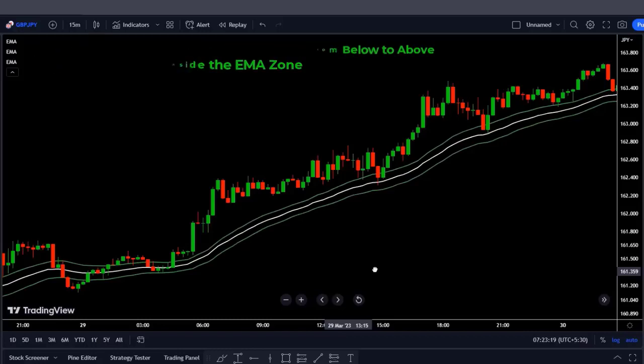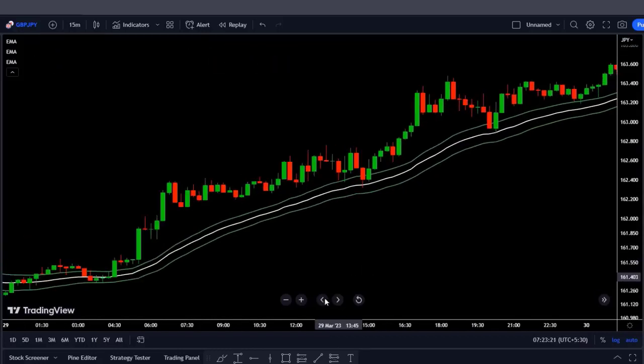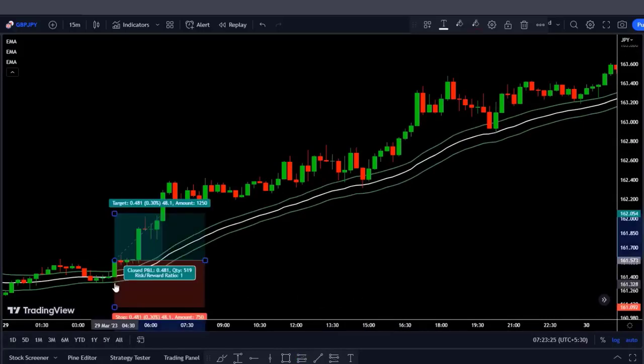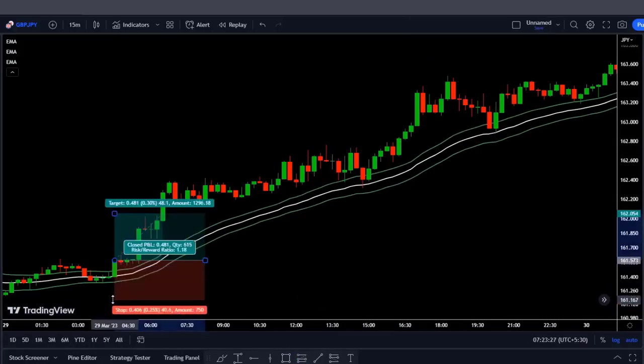The third rule is that the price must cross above the higher moving average with momentum and should close above it. I place the buy trade here. Here our first profit target will be 1:1 and the second profit target will be 1:2.